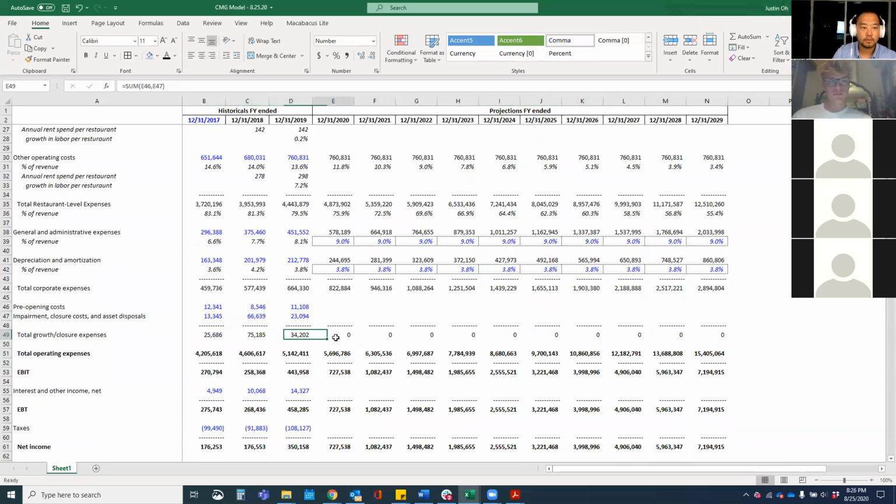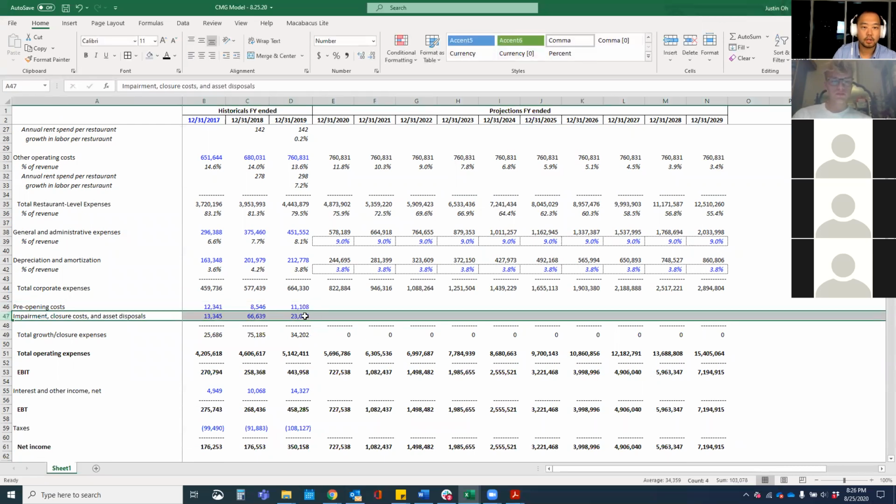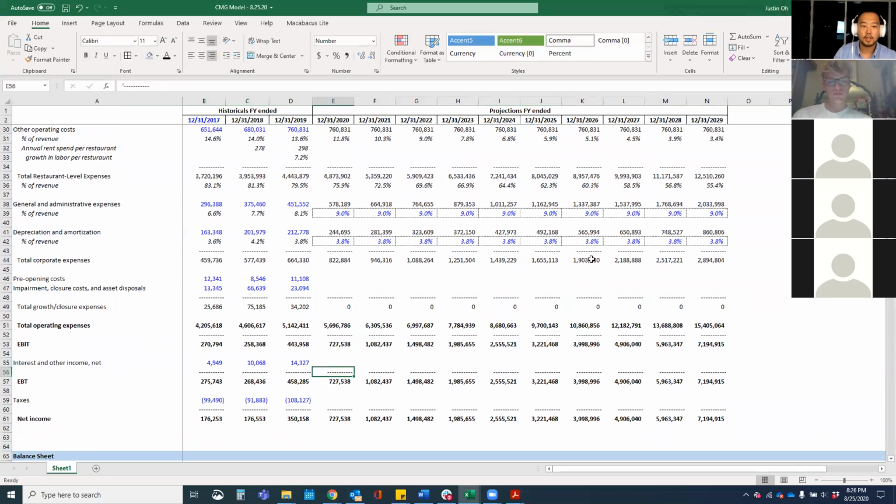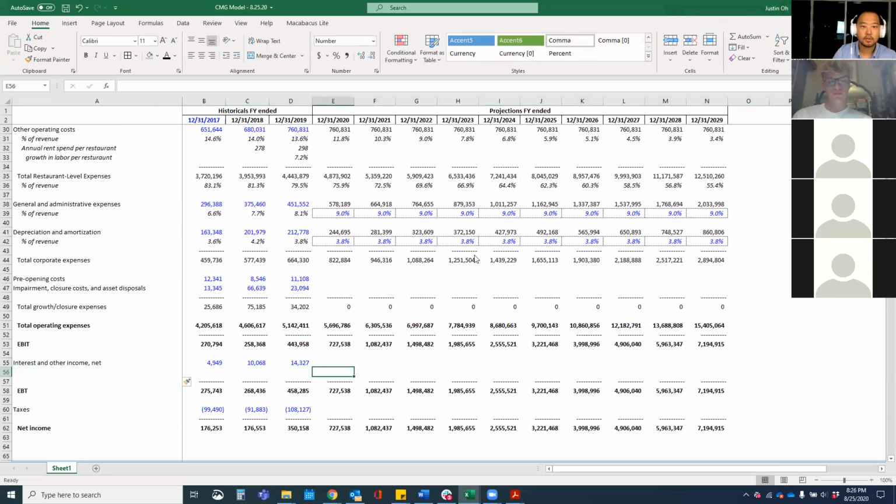Leave that alone, because that'll be per new opening. This will be per closing, right? Leave that alone. Total operating EBIT, interest income. I don't really know what that is.